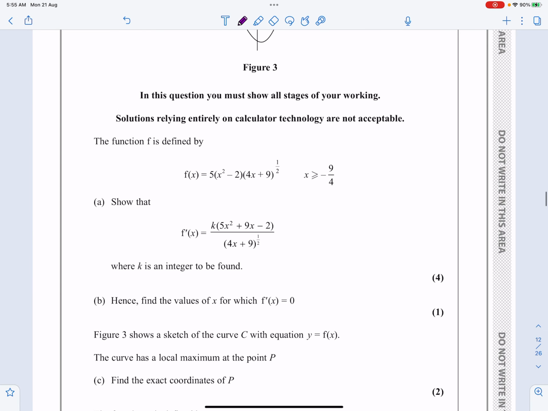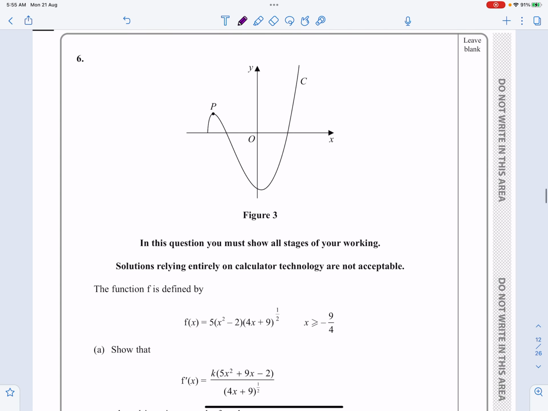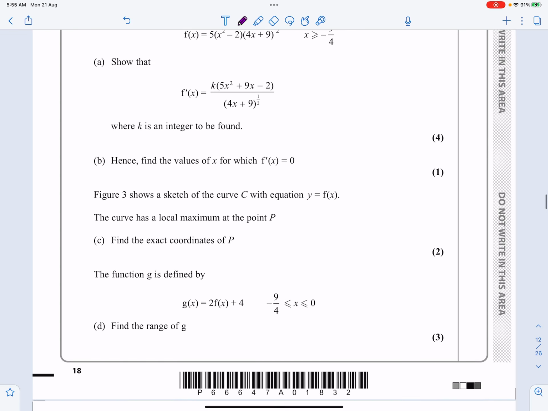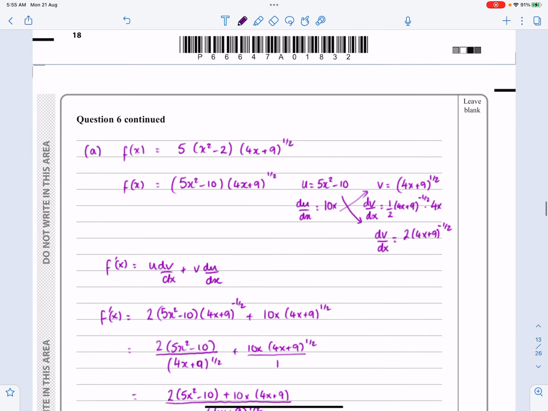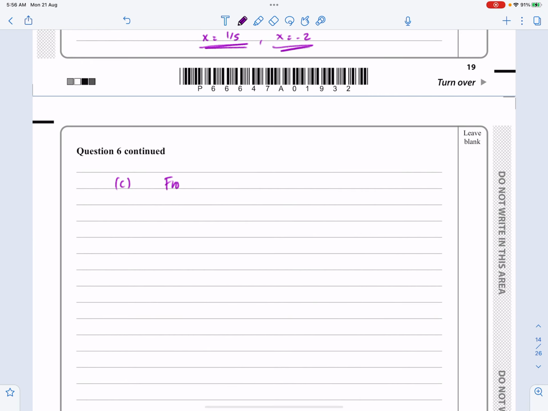Part C. So part C now does mention the curve. And it says for the curve, it shows a sketch. Curve has a local maximum at the point P, that one, okay, and asks us to find the exact coordinates. Well, we've already found the x values. We've already found x equals a fifth and x equals minus 2. And from looking at the graph, I can see it's the negative one. So let's just tell the examiner that I understand that. From the graph, for P, x equals minus 2. So if I do f of minus 2 now, that's going to give me the other part of the coordinate.